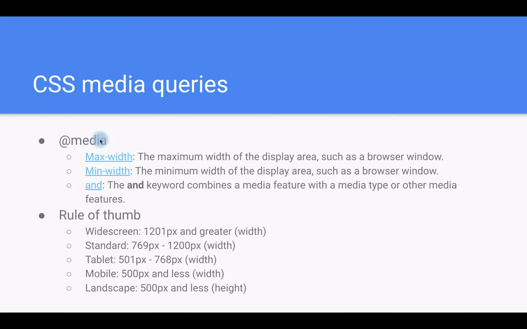So we have the @media selector, right? And we have max-width, the maximum width of the display area, such as the browser window. Min-width, the minimum width of the display area, such as a browser's window. The and keyword combines a media feature with a media type or other media features. Let's go ahead and click on this.